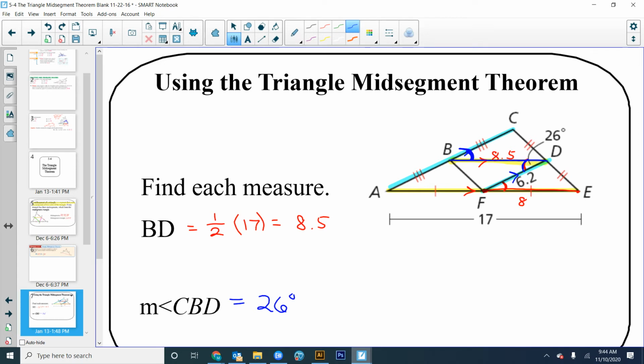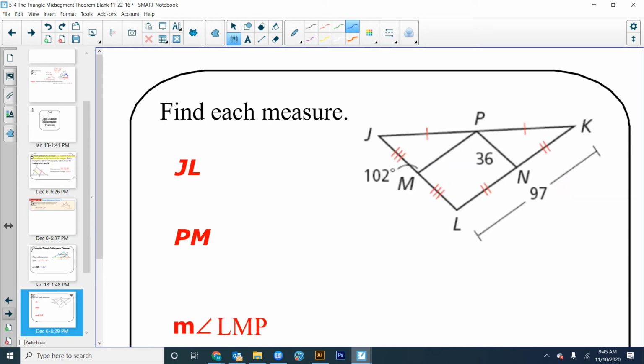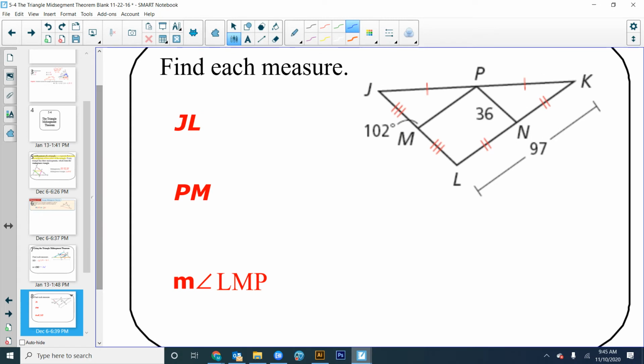What's angle A? It's 26. These angles are corresponding. Very good. You can see all the different relationships formed here, right? All right. Questions on that? I want you guys to try this one on your own.